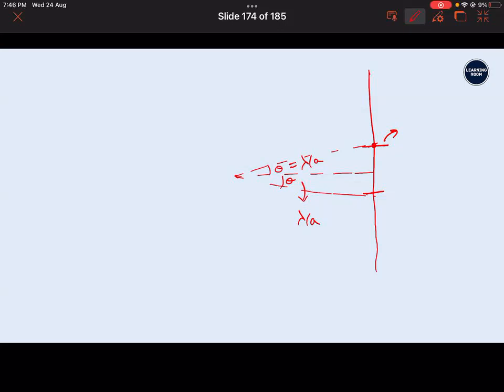Because when theta is equal to lambda by a, when the light is getting bent at an angle of lambda by a, it goes and hits the screen to form the first minima. It is forming the first minima here.